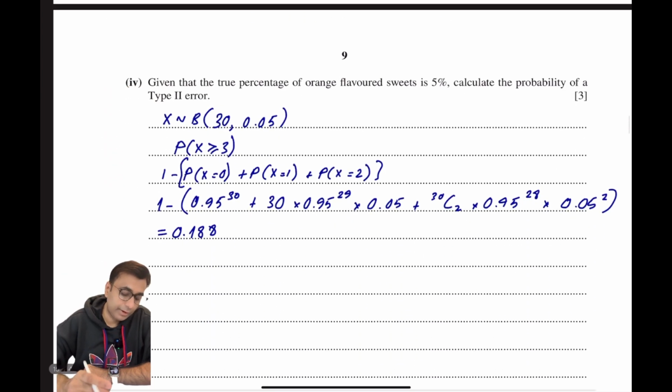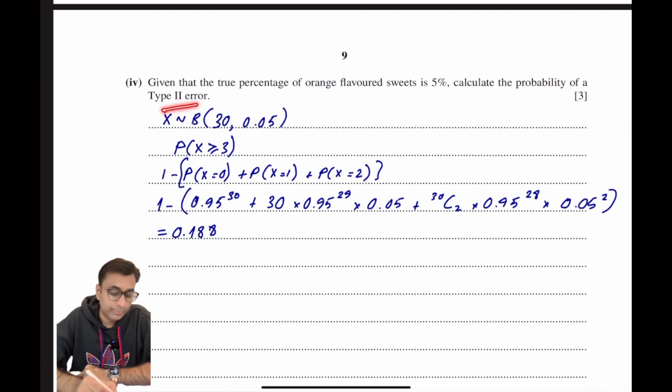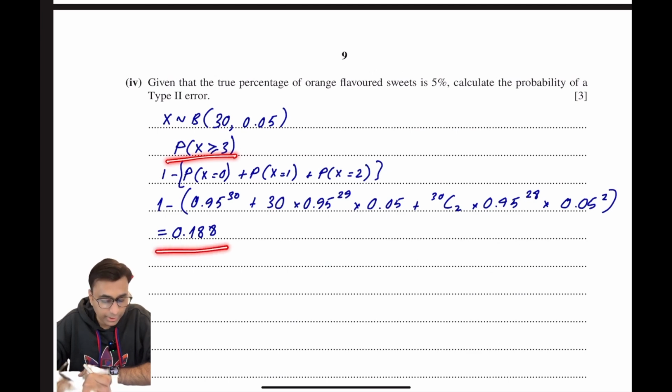Then in the next case, we have to find out the probability of a type 2 error, but now the true percentage is given to us, which is 5%. So that's a new probability of orange flavored sweets, and we have to find out the probability of non-critical region. You rewrite the distribution, N is 30, P is now provided to you, which is 0.05, and then you have to calculate the probability of non-critical region. If critical region was less than or equal to 2, then non-critical region would be greater than or equal to 3. So you have to calculate the probability of greater than or equal to 3. Once you simplify this and find your result, that is going to be your probability of type 2 error.